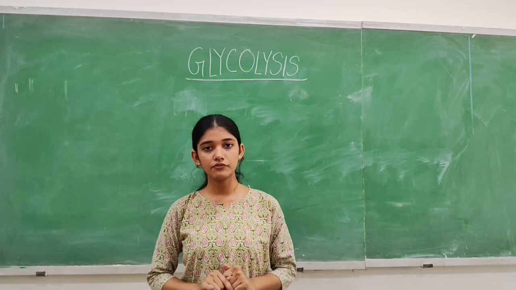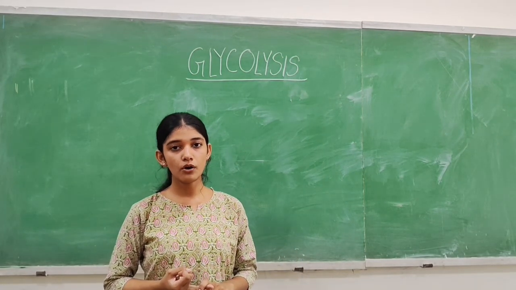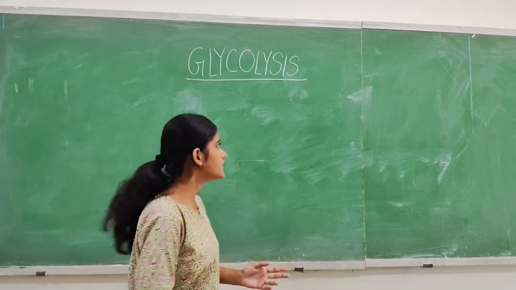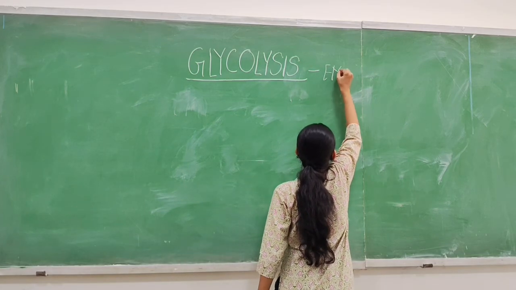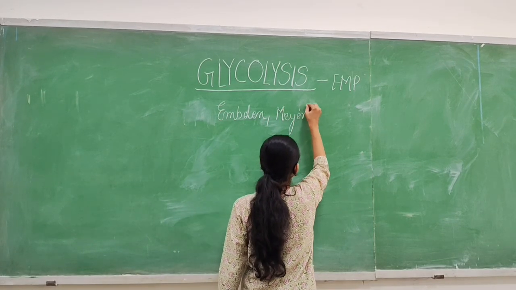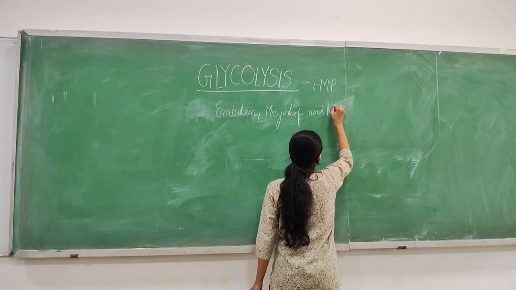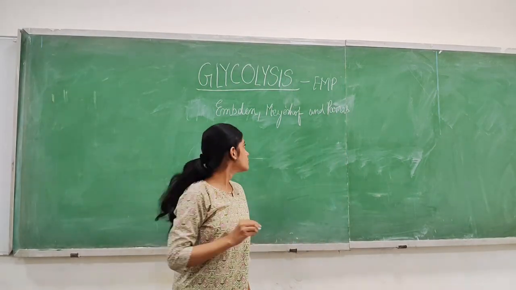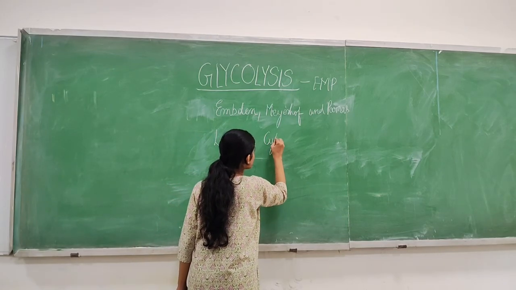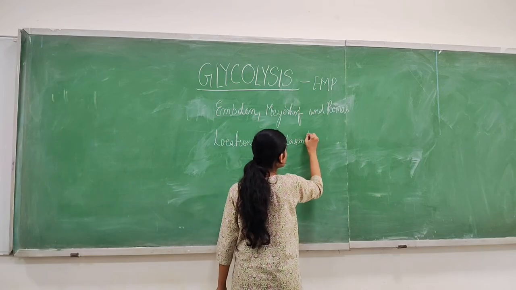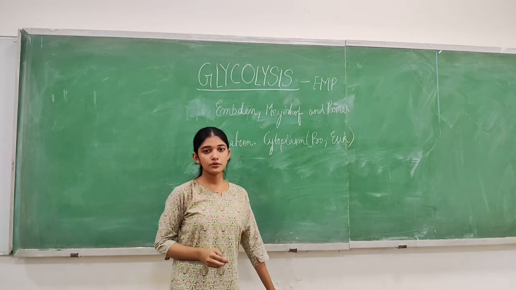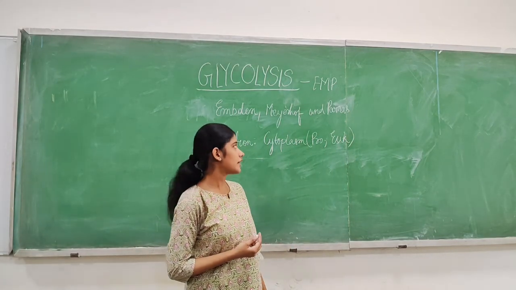So basically, glycolysis was discovered by 3 scientists, namely Embden, Meyerhof, and Parnas. Based on their names, this pathway is also called the EMP pathway. The location for glycolysis is the cytoplasm, and it is applicable for both prokaryotes and eukaryotes. In both prokaryotes and eukaryotes, glycolysis takes place in the cytoplasm.